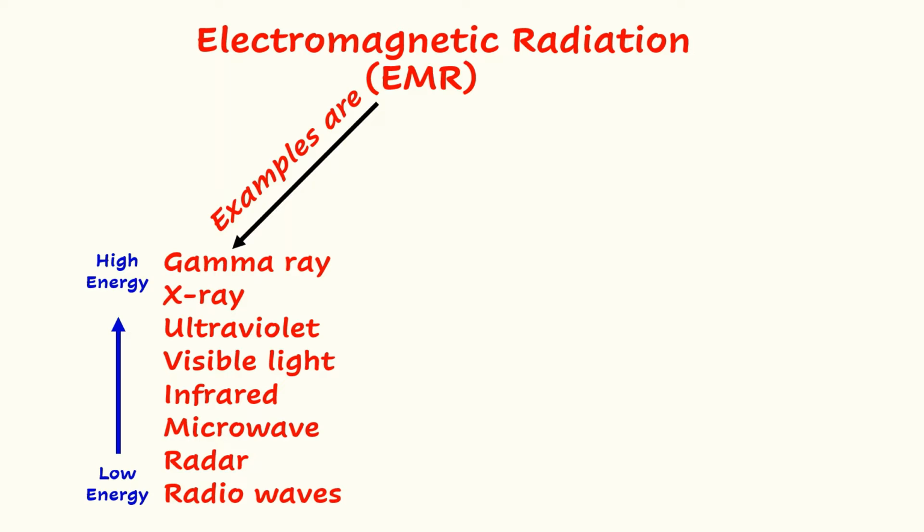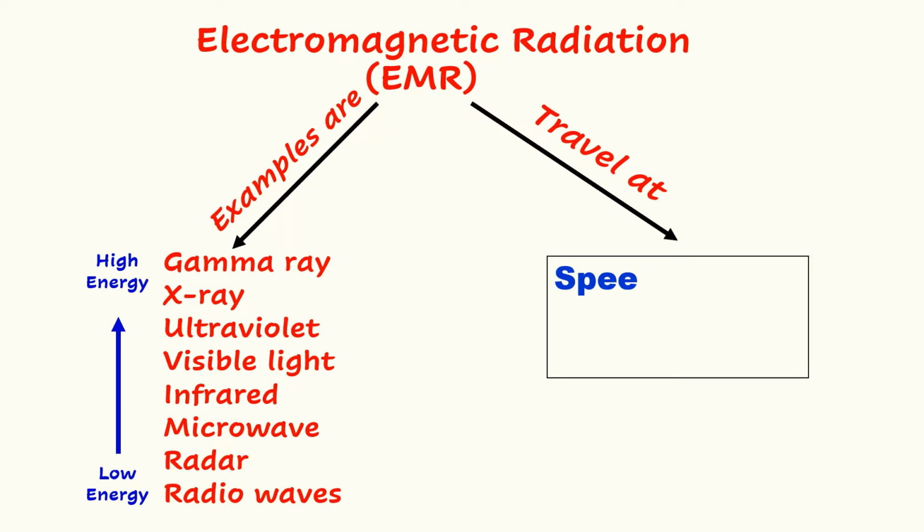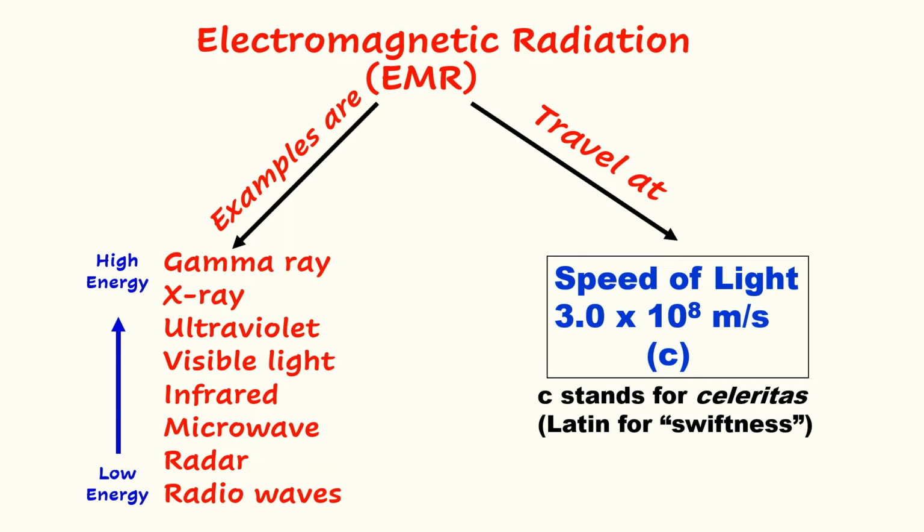All of these radiations travel at the exact same speed, which is the speed of light. Because all these radiations are considered light, they're just different forms of light. All these radiations will travel at 3.0 times 10 to the 8 meters per second, or 300 million meters per second. At that speed, you could travel around the Earth 7.5 times in 1 second. The speed of light was given the variable c for celeritas, a Latin word meaning swiftness, and it has to do with the fact that light travels so quickly.